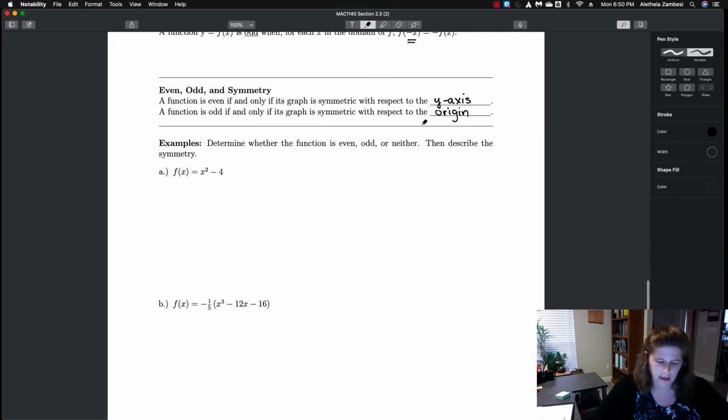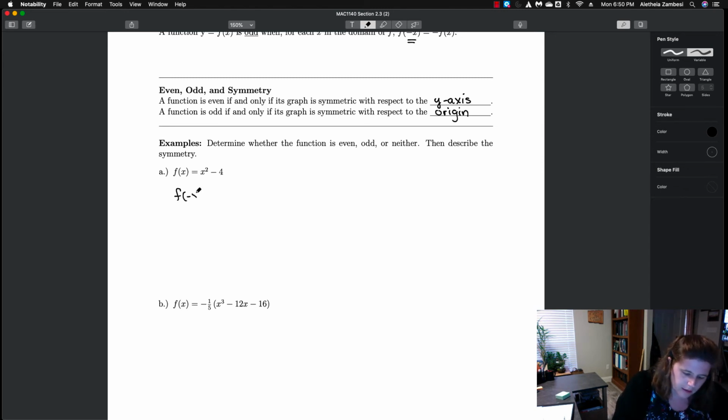Let's try a couple out. So if I have a function here and I want to determine whether it's even, odd, or neither, then I'm going to plug in f of negative x. So I have negative x squared plus 4, or minus 4, sorry.